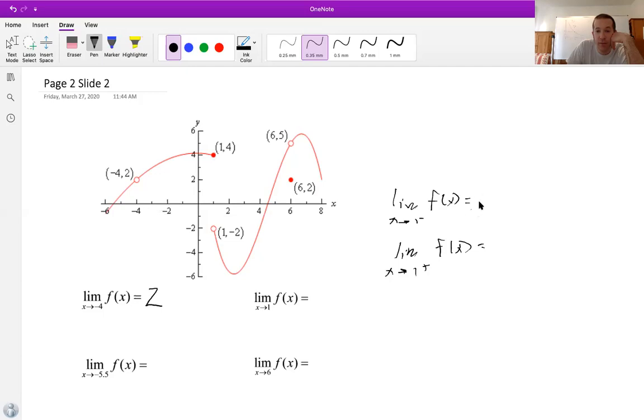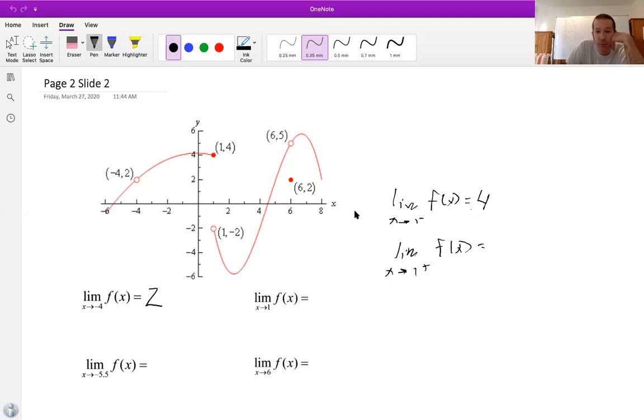In this case, the y value is actually equal to 4 at 1, but I don't care about that. You can see there's a filled-in dot there. That means that when x is 1, y is equal to 4. f of x is equal to 4. That doesn't matter. As I approach 1, y approaches 4. That's why this limit is 4.